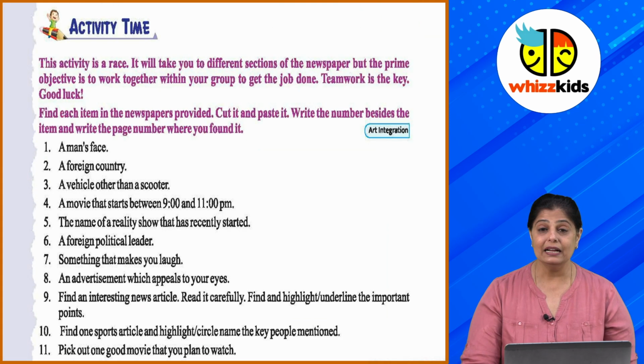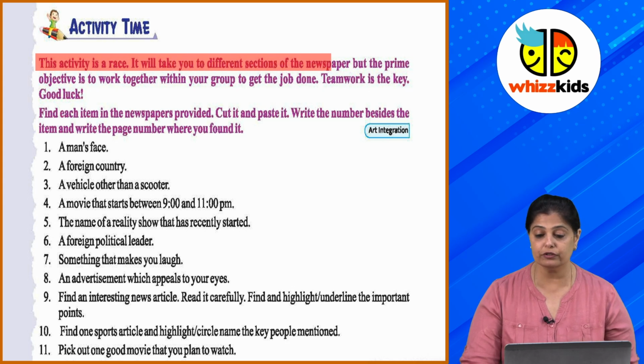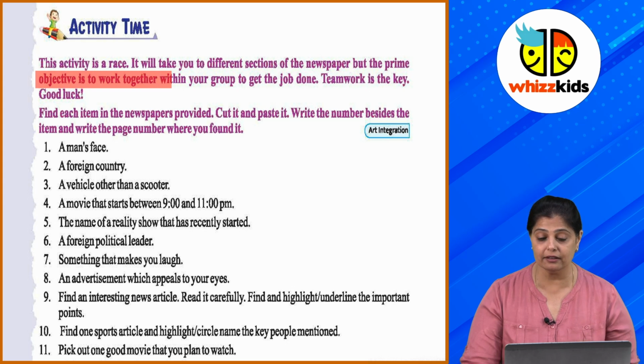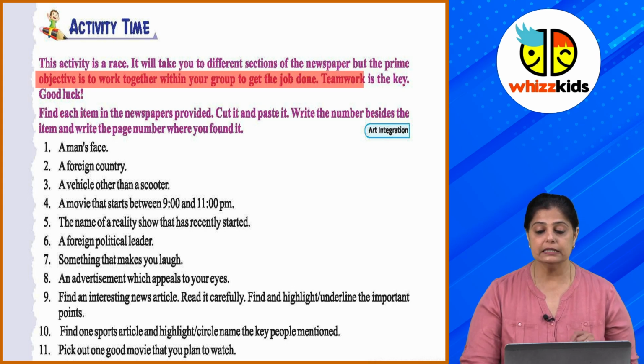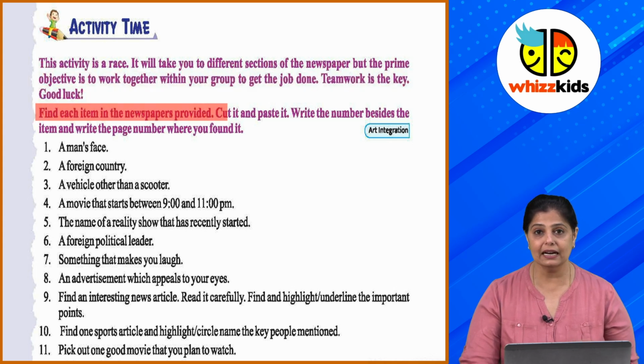Alright, so now it's time for an activity. This activity is a race. It will take you to different sections of the newspaper, but the prime objective is to work together within your group to get the job done. Teamwork is the key. So good luck. Find each item in the newspaper provided, cut it and paste it. Write the number besides the item and write the page number where you found it.